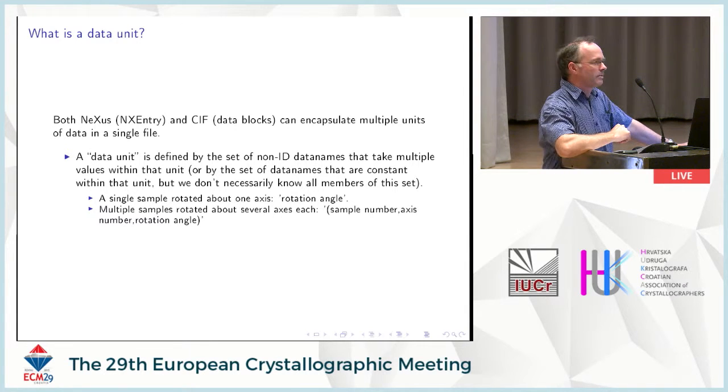So if we're just rotating the sample about one axis, we say rotation angle. The rotation angle defines our data unit. If we've got multiple samples, multiple axes, multiple angles, then we have to list all of those. And I think that's restating the obvious in a way, because that's how we all understand a data unit anyway.